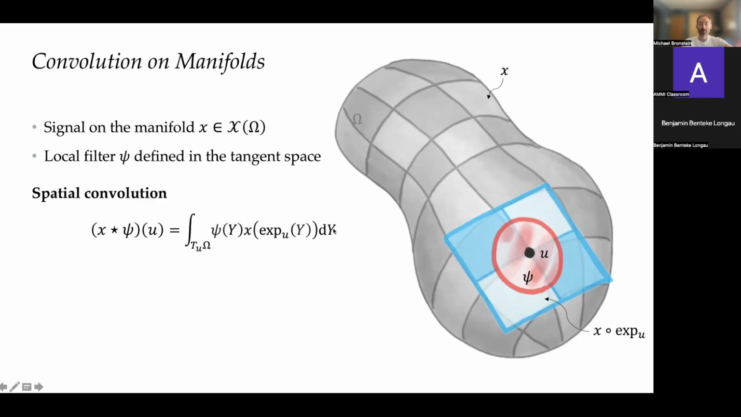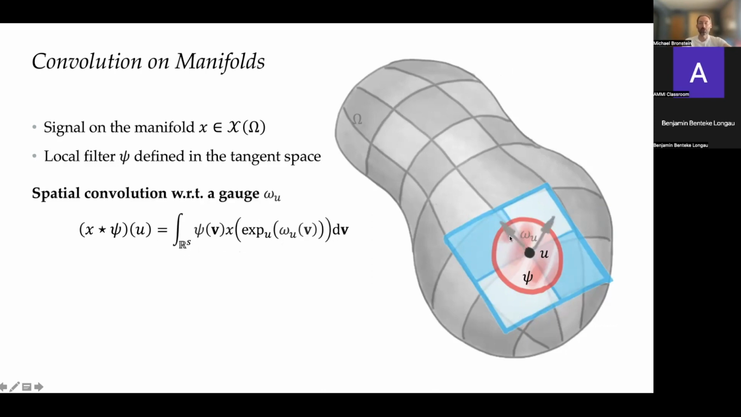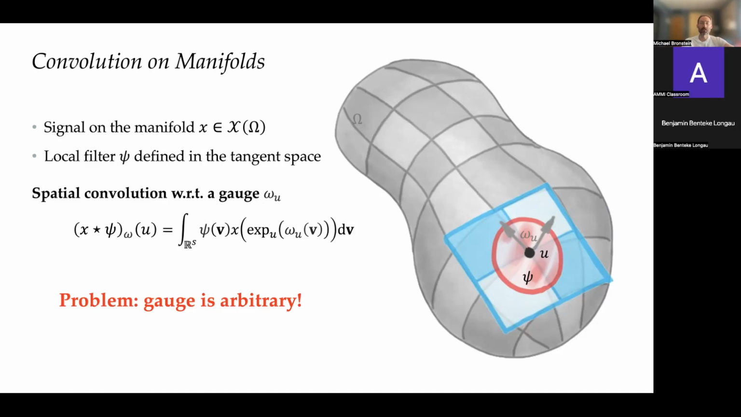The problem here, of course, is that these are abstract geometric vectors, right? So I don't really have a way of computing this integral. In order to do it, I need to define a gauge, right? So I need to represent vectors as an array of coordinates so I can deal with them on the computer. And this implies that I need to define a local gauge, so a local system of coordinates. And the problem is that this gauge is arbitrary, right? I can define it in many different ways. So the convolution here depends on the choice of the gauge. And if I change the gauge, I will get a different result, right? So if I rotate, for example, my local system of coordinates, then the result of this integration will be different.